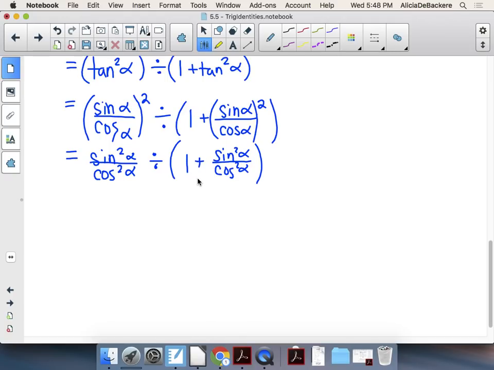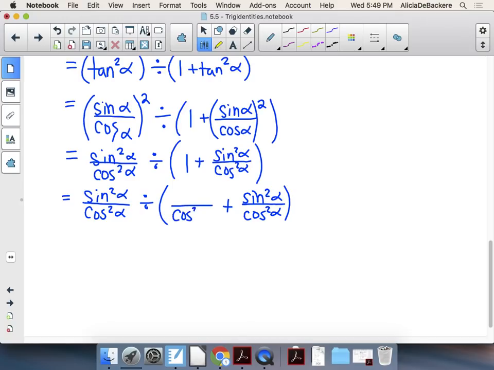BEDMAS says I have to simplify the stuff inside the bracket first. So I want to add this fraction plus 1. In order to add fractions, I need to change this one so that it has a common denominator. So I'm going to leave everything else the same. So all this stuff is staying the same. And now what I'm going to do is replace the 1. I want it to have a matching denominator as cos squared. That means I'm going to multiply the bottom by cos squared alpha and multiply the top by cos squared alpha.